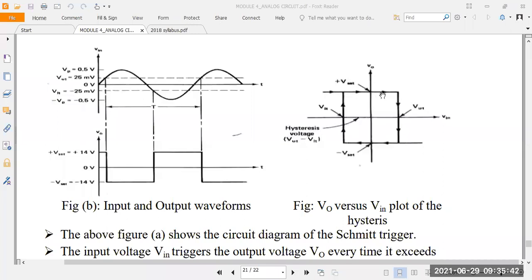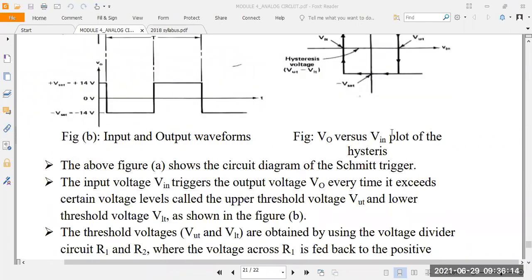The voltage flows from the first quadrant to the fourth quadrant to the third quadrant to the second quadrant. It's a continuous loop here, because the output depends on the input and the input depends on the output. That's why we take a closed loop, the hysteresis loop. Understood? So you take the threshold voltage and maximum saturation voltage here. From that we can write the hysteresis voltage. Understood?